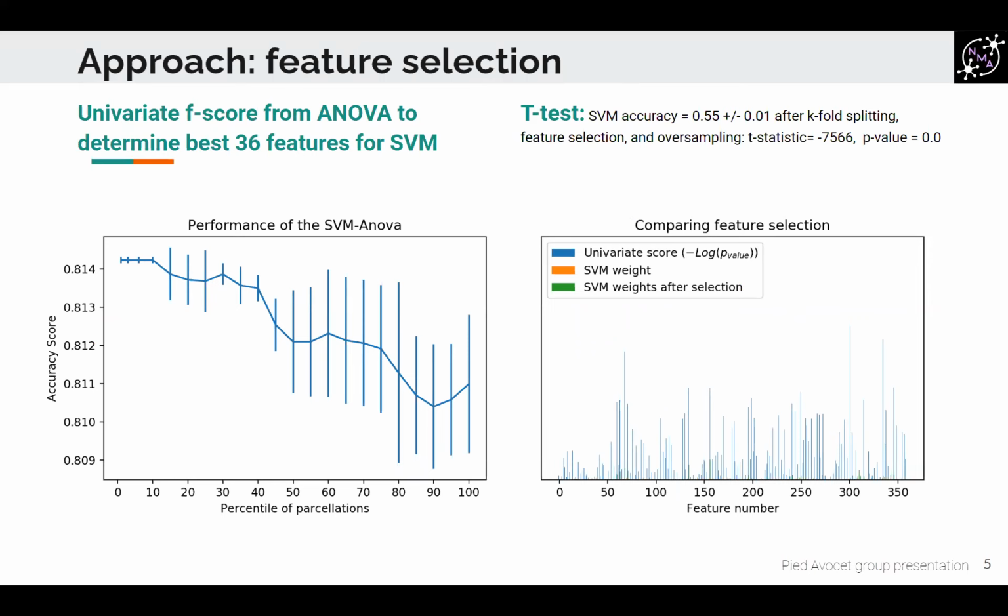Before sending all the data into the SVM, we also did univariate feature selection using ANOVA and determined that only about 10% of the total parcellations gave the best accuracy score on SVM. And then using this feature selection, we were able to determine univariate scores for each parcellation and SVM weights before and after selection in order to choose the best parcellations to send into SVM.